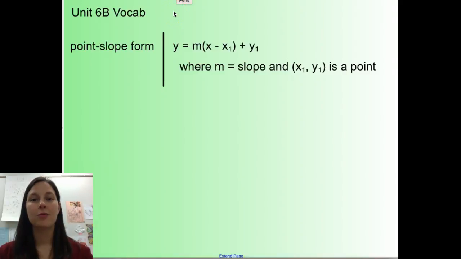Today we're going to learn how to write the full equation of the line through 2 points. So we've already seen how to calculate the slope between 2 points. Now we're going to put it into the equation of a line. Here is my version of point slope form.